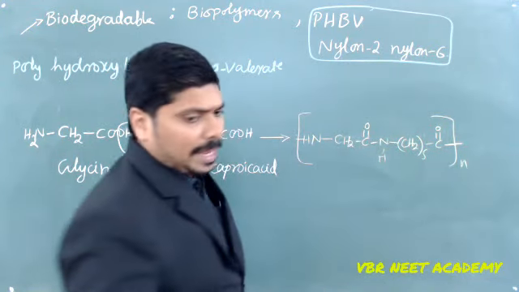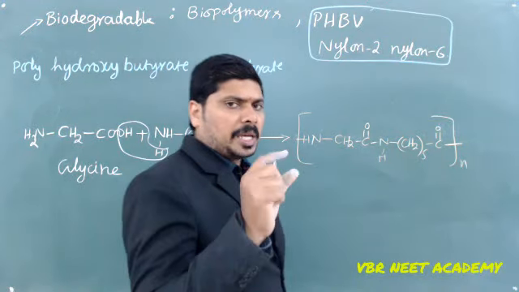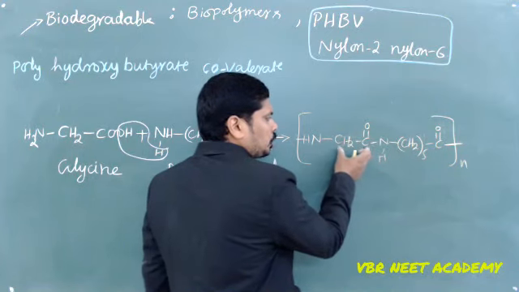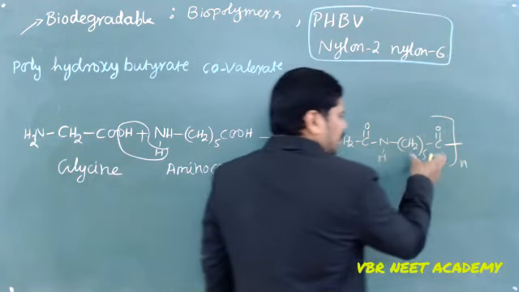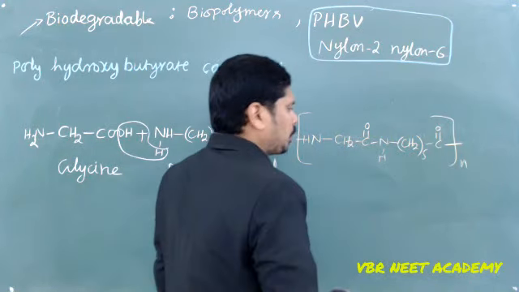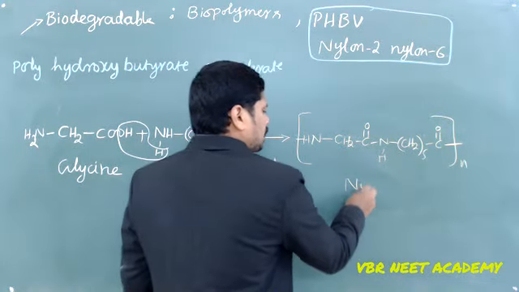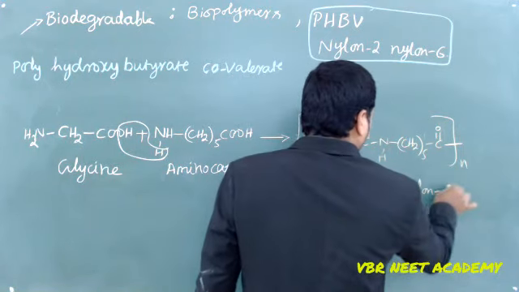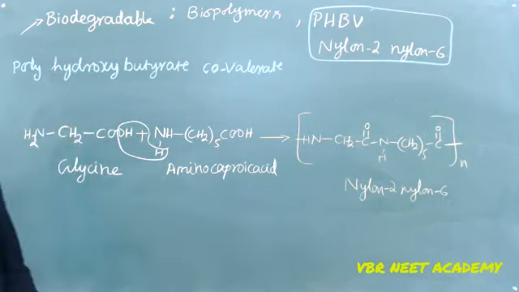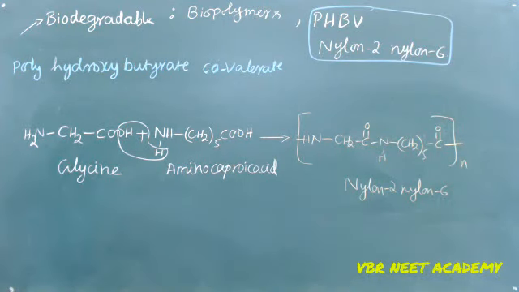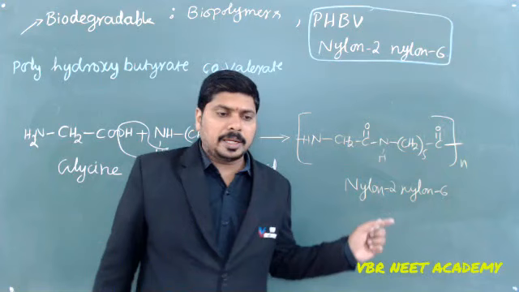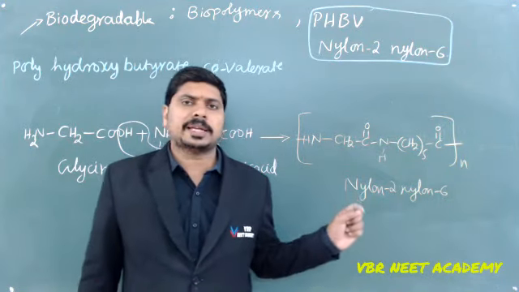Whenever you are going to have nylons, always you are giving the numbers based on what monomers are involved. The nylon 2 is indicating 2 carbons of glycine. Nylon 6 is indicating 6 carbons of your amino caproic acid. That's why this is going to be called nylon 2, nylon 6. That is how I am going to have the polymeric structure of nylon 2 nylon 6. It's going to be the combination of glycine and amino caproic acid, which is going to be nylon 2 nylon 6. It is going to be a best replacement for catgut.